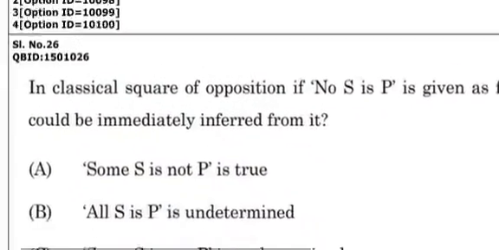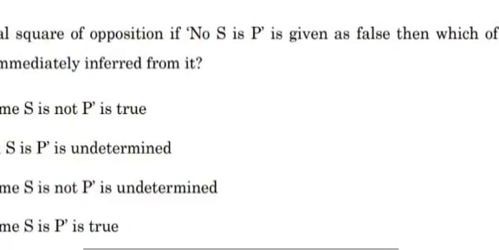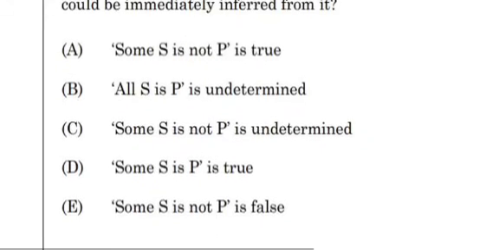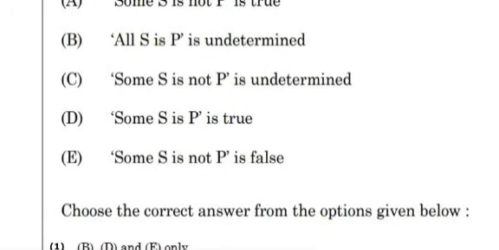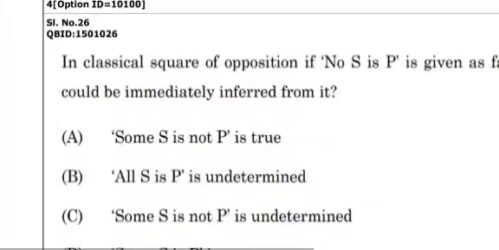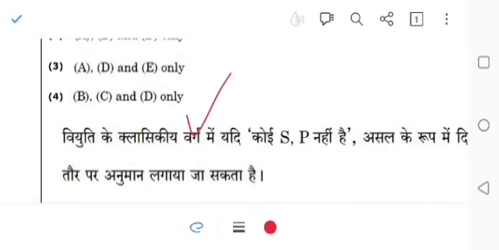Next, in a classical square of opposition, if "Some S is P" is given as false, then which of the following could be immediately inferred from it? These are the options, and from there we have to choose the correct ones. Let me read it. Some S is not P is true. All S is P is undetermined. Some S is not P is undetermined. Some S is P is true. Some S is not P is false. So for number 26, the correct option will be D. That means B, C and D will be our correct options.